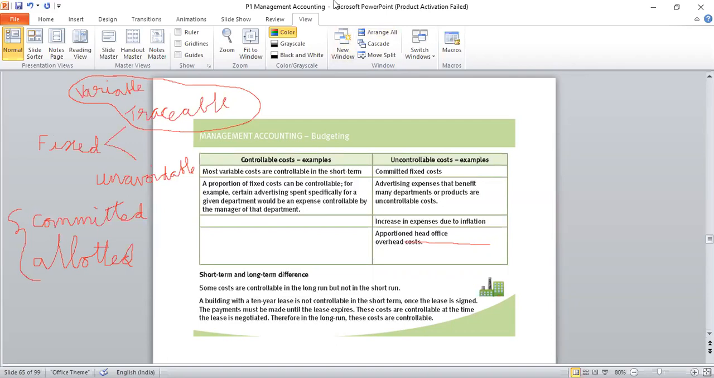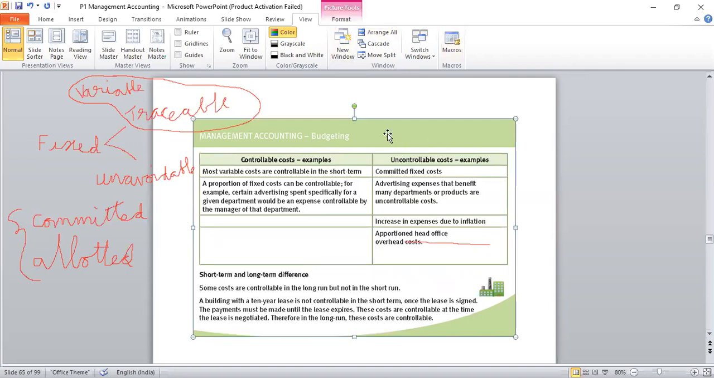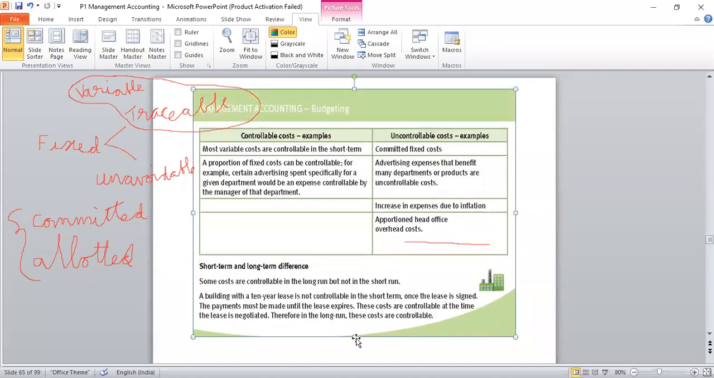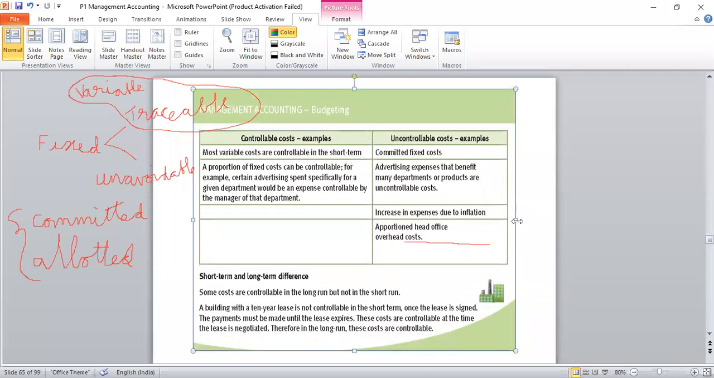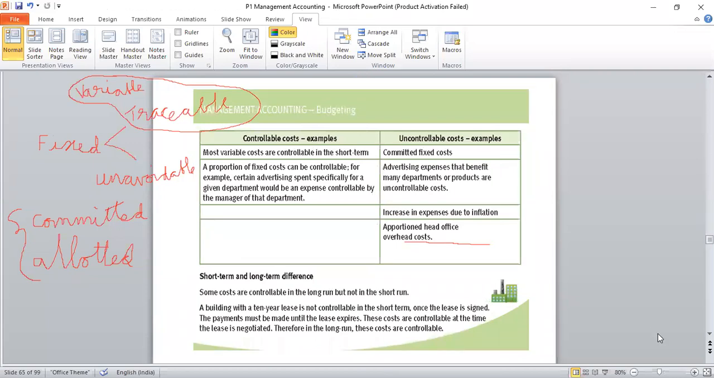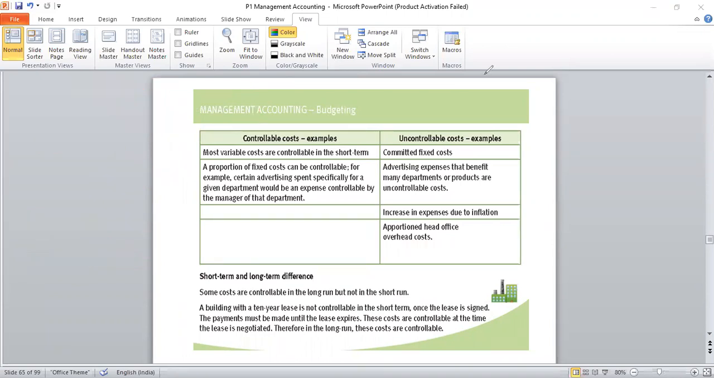What are the examples? There are examples of controllable costs and uncontrollable costs. I hope it's clear. Most variable costs are controllable in the short term. A portion of fixed cost can be controllable. For example, certain advertising spent specifically for a given department would be an expense controllable by the manager of that department. If it is exclusively for them, the decision lies with them about whether to incur that expenditure or not. So it is in their purview. The manager can decide whether to go ahead with that advertisement amount or not. So advertisement cost by nature is a fixed cost, but the decision to incur or not to incur lies with the manager. So then it is called a controllable cost.